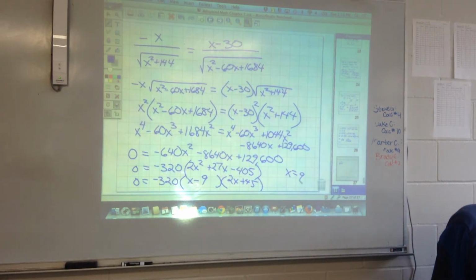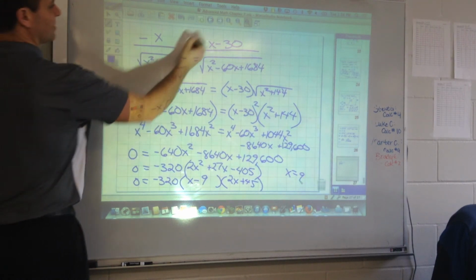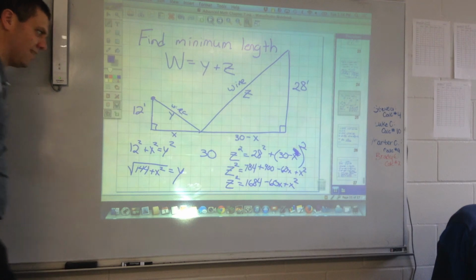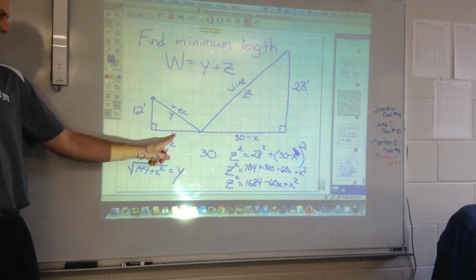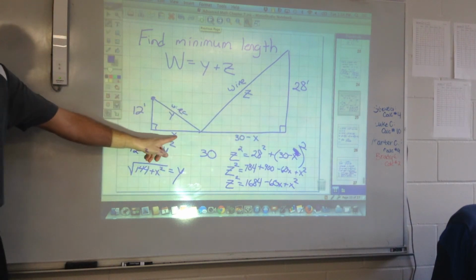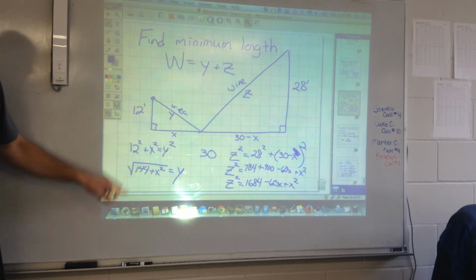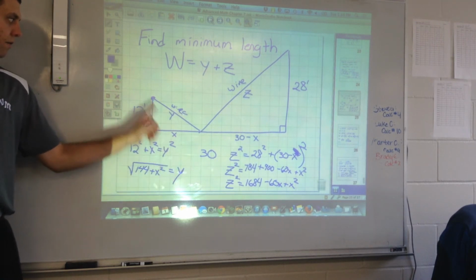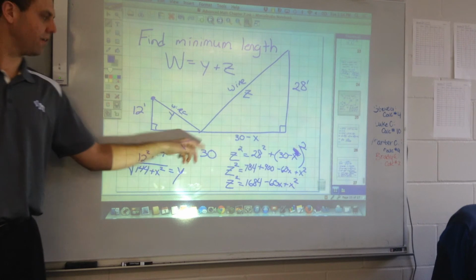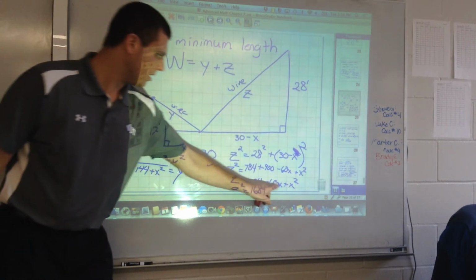So then we can set 9 equal to our x and plug it back in. So x is 9, and 30 minus 9 would be 21. But remember the question was to find the minimum amount of wire. So figure out how long the y value of wire is, and then figure out how long the z value of wire is by plugging in 9. I got 15 for y. Correct.